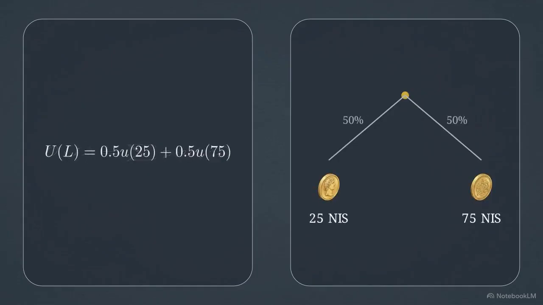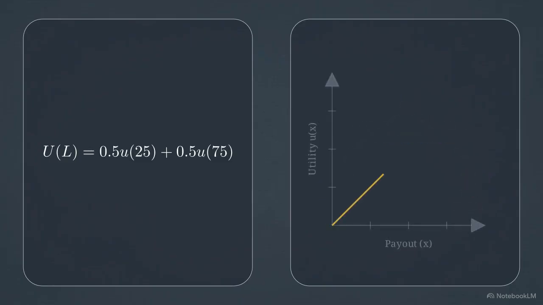At the baseline of classical economics is decision-making under uncertainty. We model this with a coin flip lottery, a 50% chance to win 25 shekels or 75. The expected value is 50, but expected utility is subjective, dictated by your personal tolerance for risk.